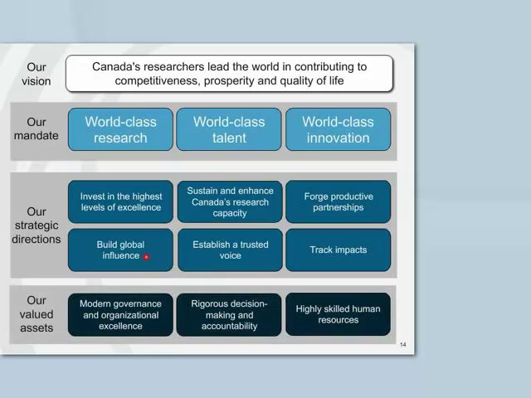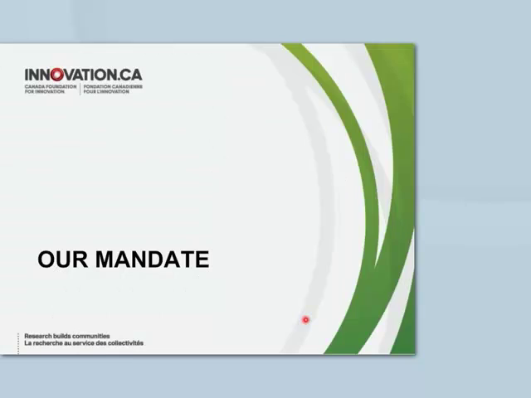And then finally, we have our valued assets. And this represents essentially the 3 basic elements of any corporation. One is having a modern governance and organizational structure, a rigorous decision-making process and accountability framework, and then benefiting from a highly skilled workforce and resources. So this is in effect the strategic plan, and then what we're going to do is try to look inside each of these boxes as we go along in the next 20 minutes or so.